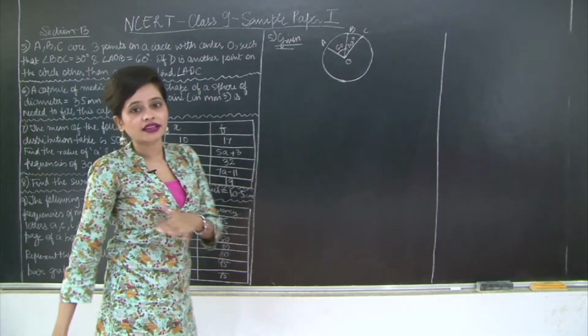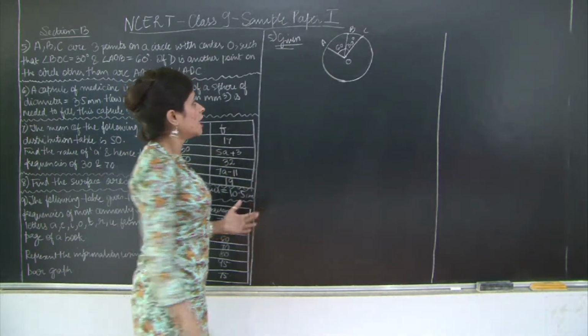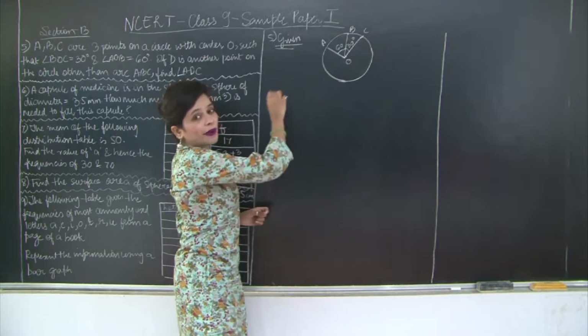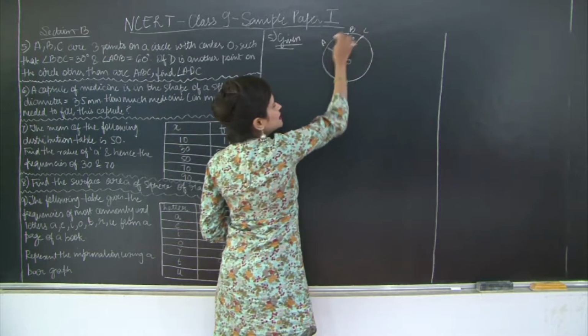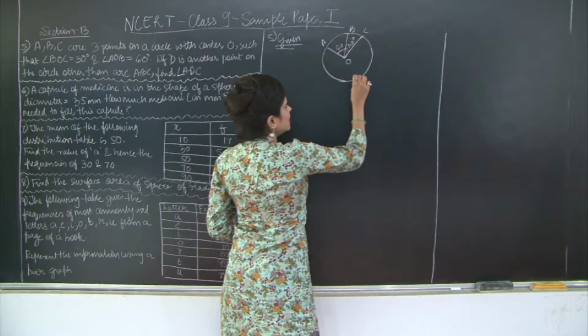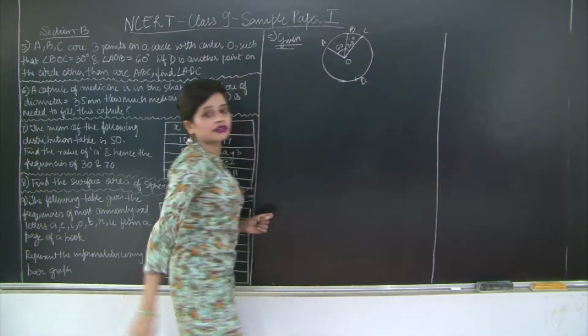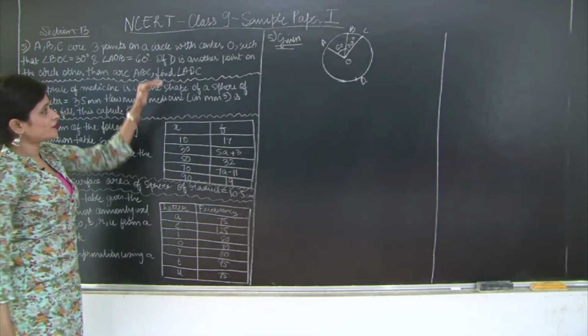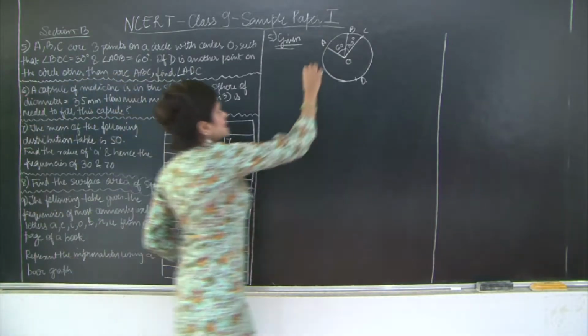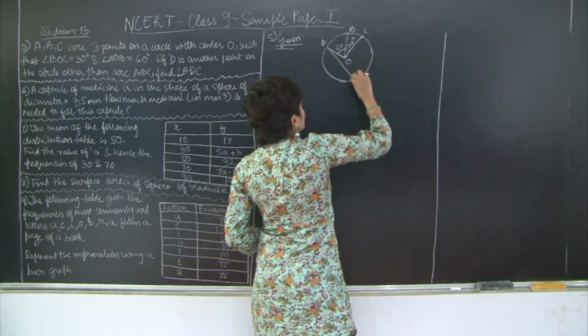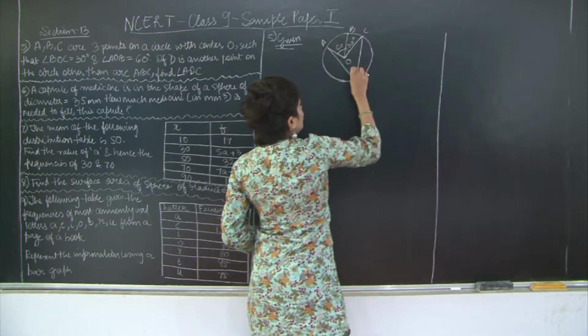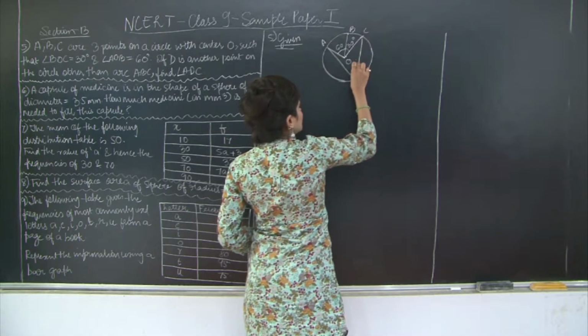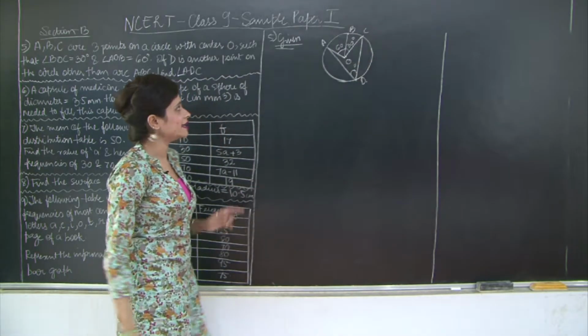So we have another point D on the circle which is lying on the circle apart from the arc ABC. That means D won't come here. So let's say D is this point on the circle. We need to find the measure of angle ADC. So we need to find the measure of this angle. So this angle is equal to question mark, angle ADC.